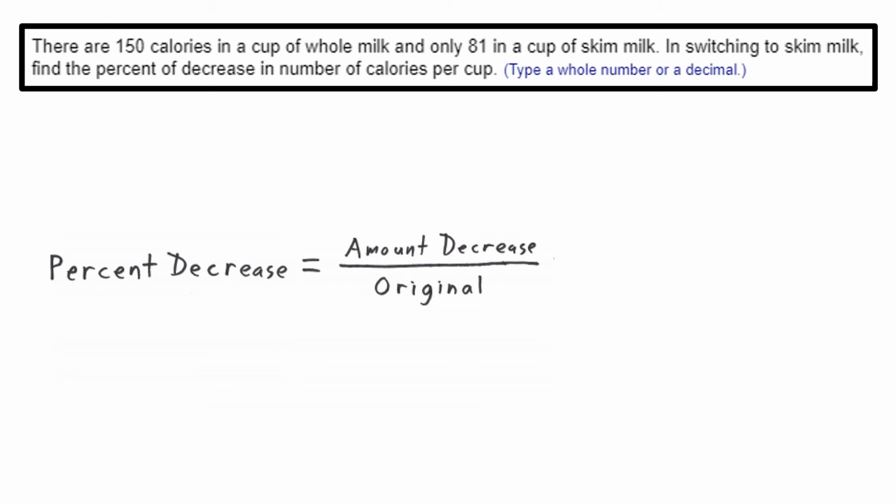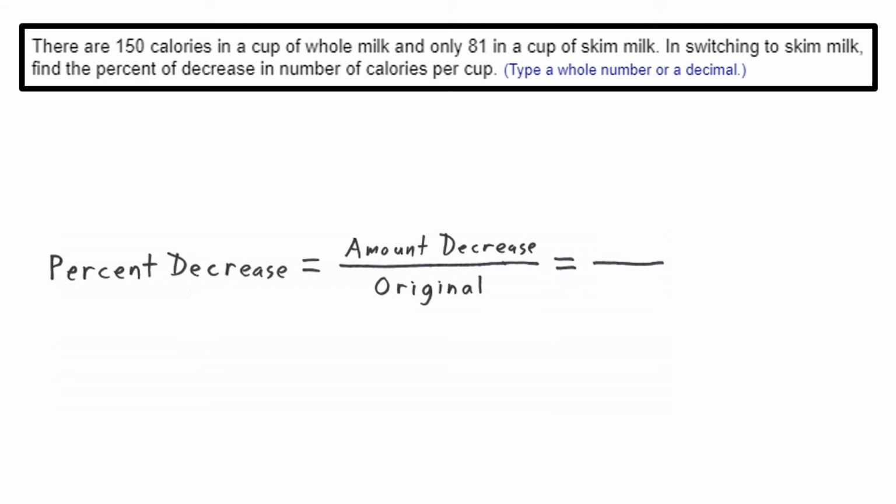There are 150 calories in a cup of whole milk and only 81 calories in a cup of skim milk. In switching to skim milk, find the percent of decrease in number of calories per cup. We have a formula for percent decrease. It's the amount of decrease over the original amount.